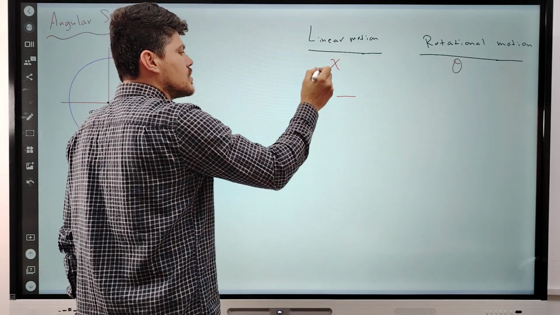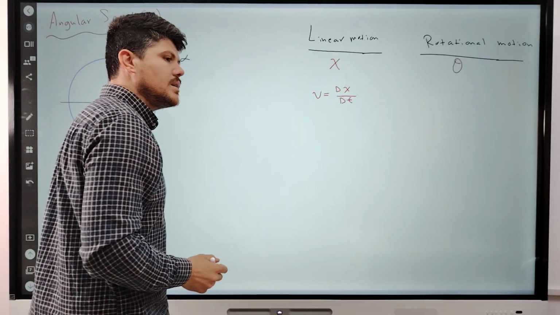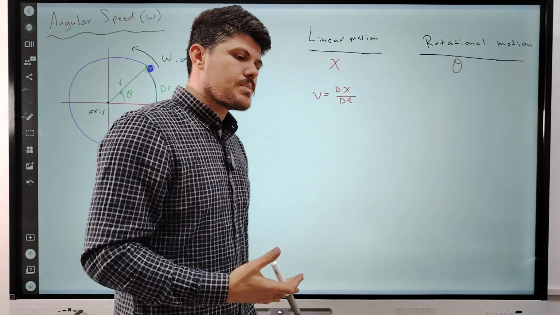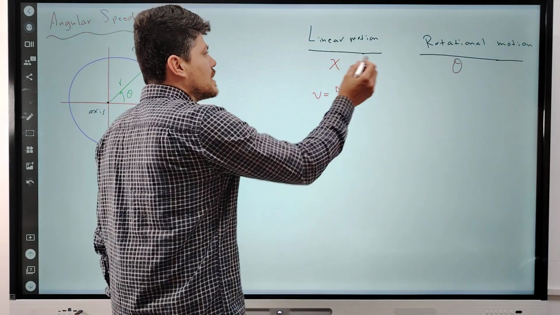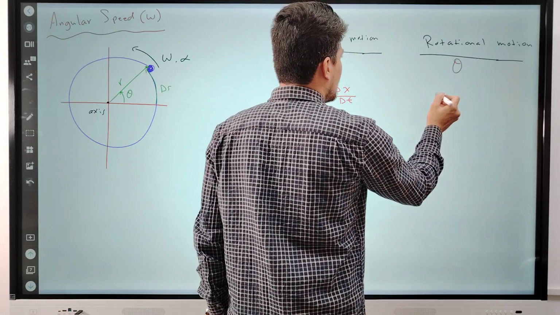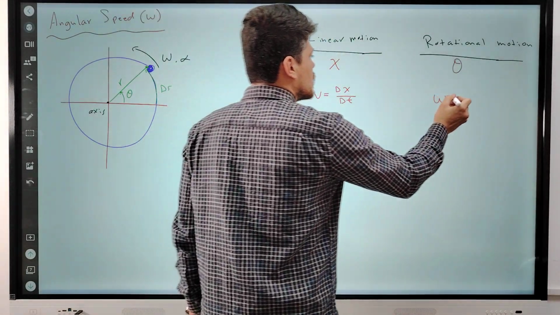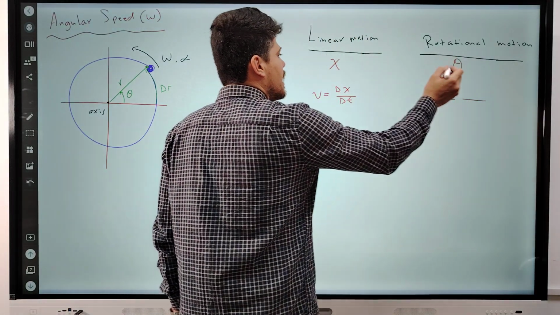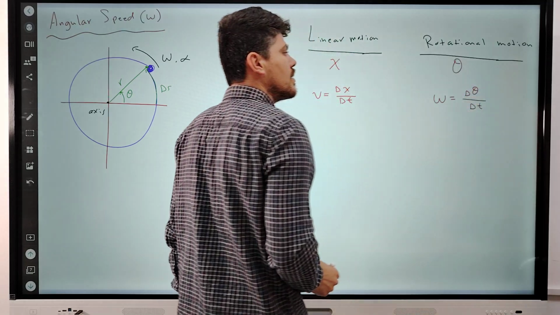Velocity in linear motion, as you learned, is equal to delta x over delta t, the rate of the displacement per unit of time. But in rotational motion, instead of velocity, we have angular velocity, which is equal to delta theta over delta t. Delta x becomes delta theta, and time is the same.